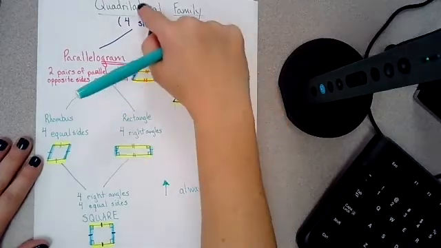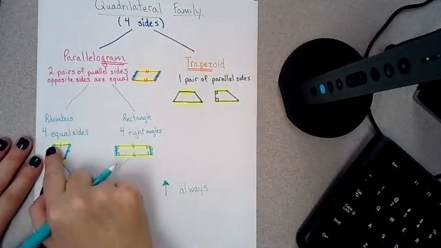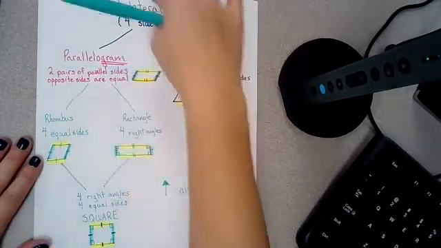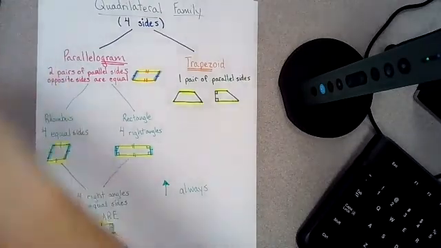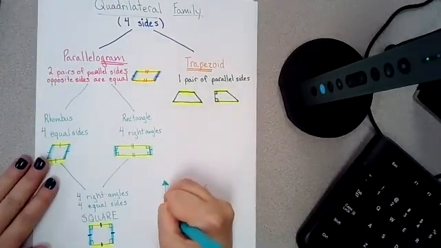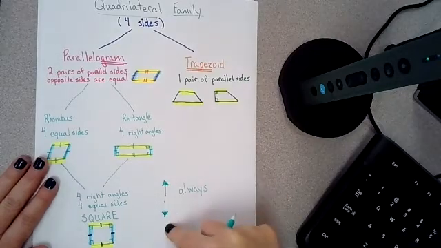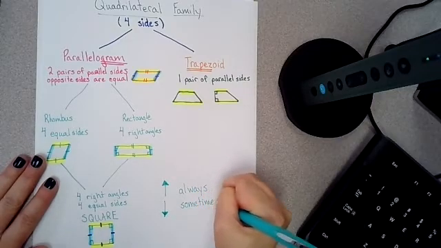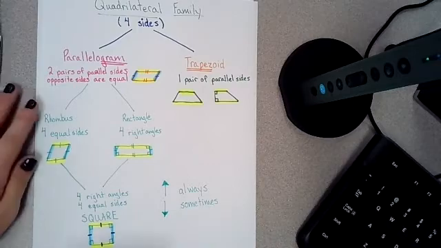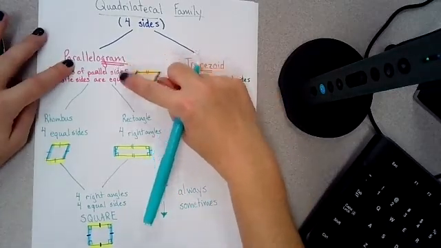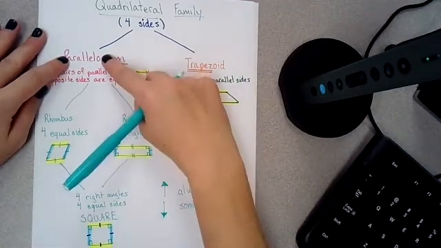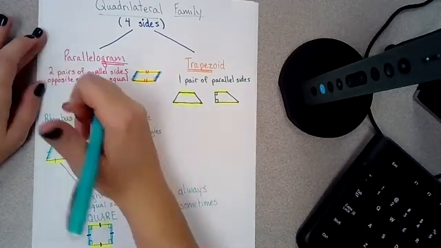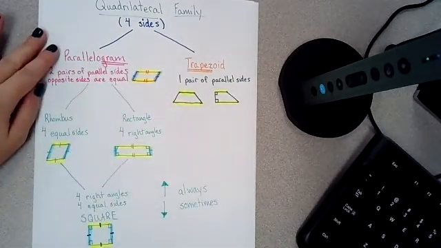A trapezoid is always a quadrilateral. A rhombus is always a parallelogram and a quadrilateral. So the shapes are always the things that are above. Now, they are only sometimes the things that are below. So draw an arrow going down and write sometimes. So sometimes a parallelogram is a rectangle, but sometimes it's a rhombus, and sometimes it's a square, okay? So they are sometimes the things that are below them.